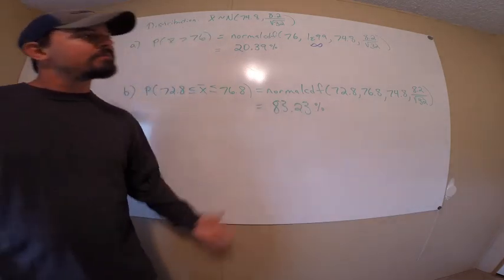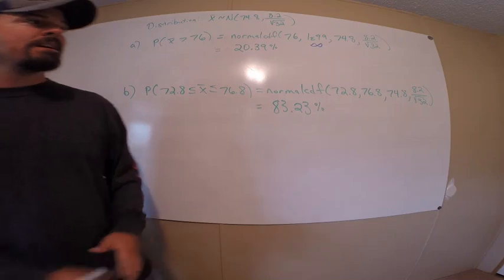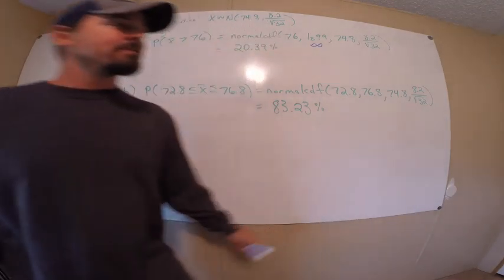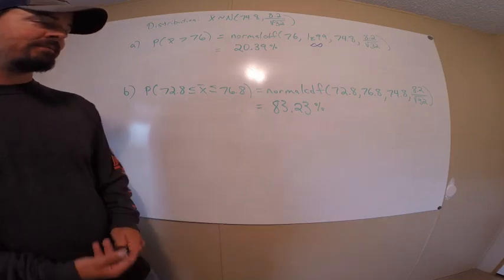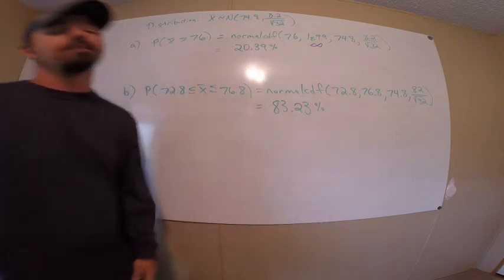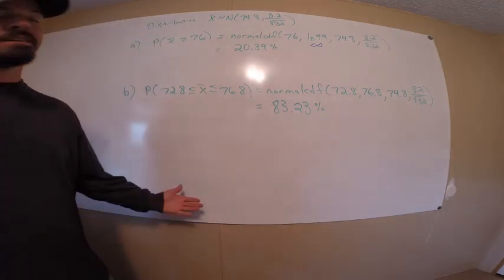72.8 is our lower bound. 76.8 is our upper bound. Our mean stays the same, 74.8. Our standard deviation, 8.2 divided by the square root of 32. Type it directly in your calculator like that, you'll get 83.23%.